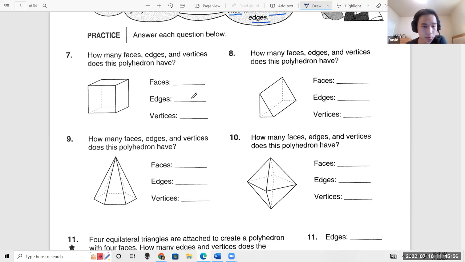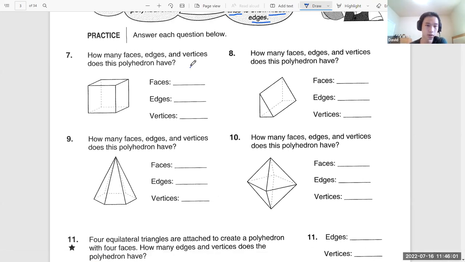All right, so we're talking about faces, edges, vertices, some of the things we just defined. So let's look at question 7 right here. How many faces, edges, and vertices does this polyhedron have? So this polyhedron has a name. It's something we are a little more familiar with. It's a cube. Right.